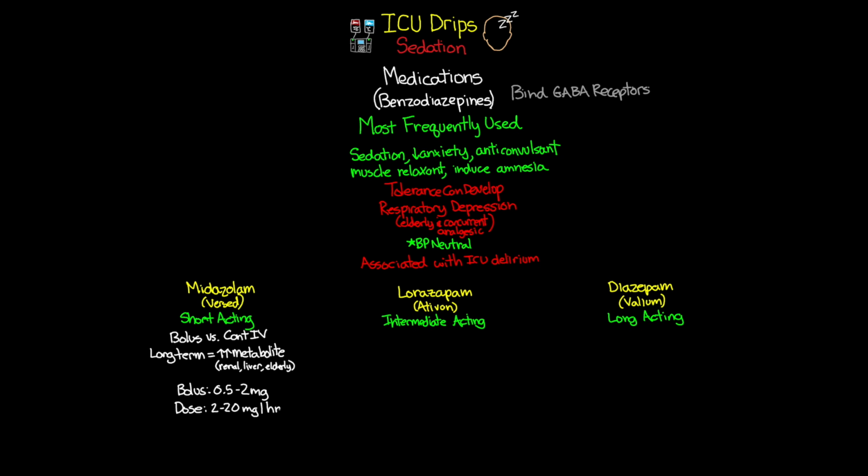Like I said, this one is an intermediate acting, and this benzo is actually the most common benzo that we see given in the ICU. Part of the reason for this is we can actually give it PO, IV push, or continuous IV. And because of this flexibility and its intermediate term action, it's something that we can give somebody and see the effects persist on for a decent amount of time.